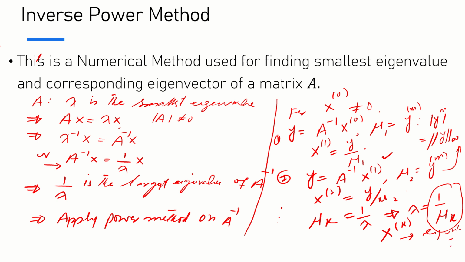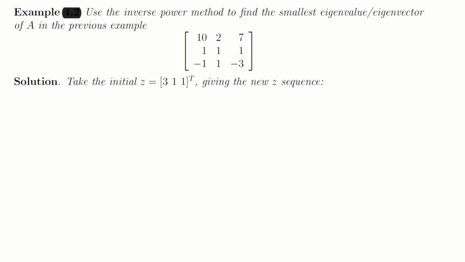Okay, so how does it work? Let me explain that through an example. So let's suppose we are given this matrix A. Okay, this is our matrix A, and we want to find the smallest eigenvalue of this matrix.